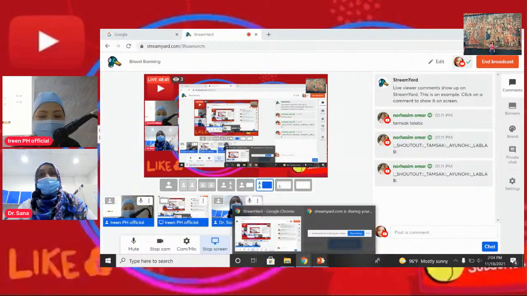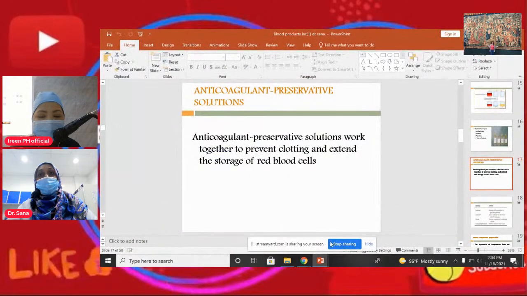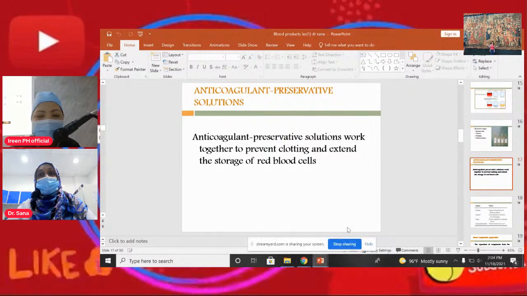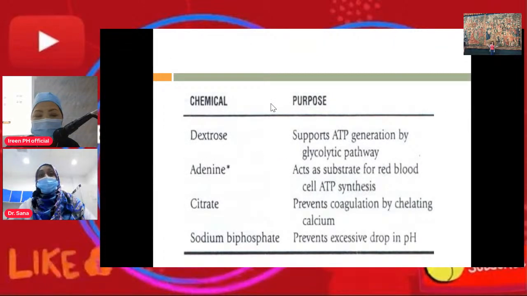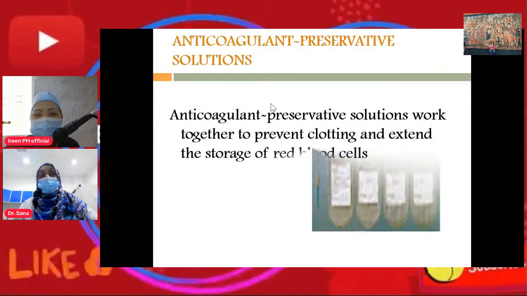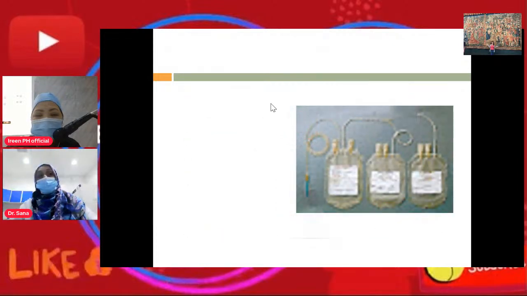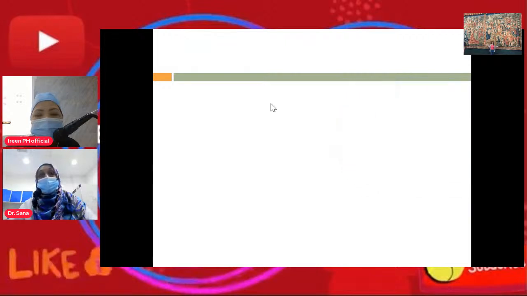Types of bags, triple bags. The last one, quarterly bags. The whole blood may be divided into four bags: packed cells, plasma, platelets, and plasma factors. The whole blood may be divided into four components. This is called quarterly bags.